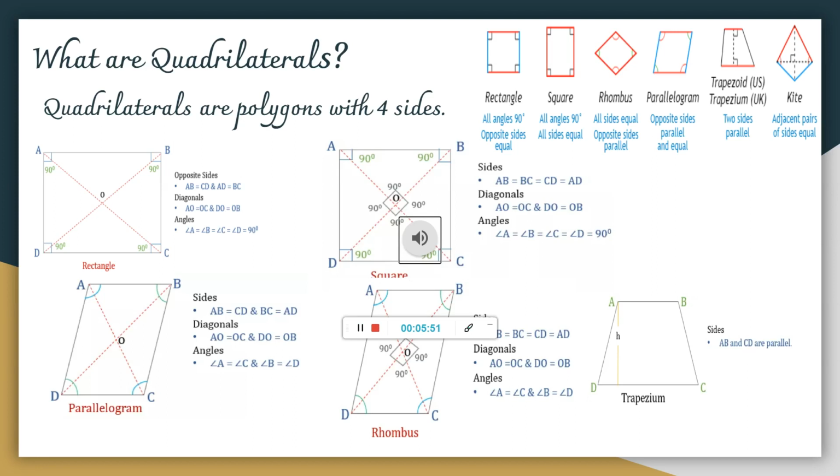So what are quadrilaterals? These are polygons with four sides, isn't it? Now on the screen you can already see many varieties of shapes of polygons, even though all of them have four sides.